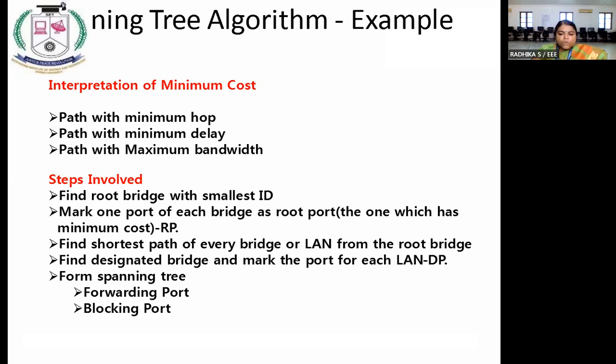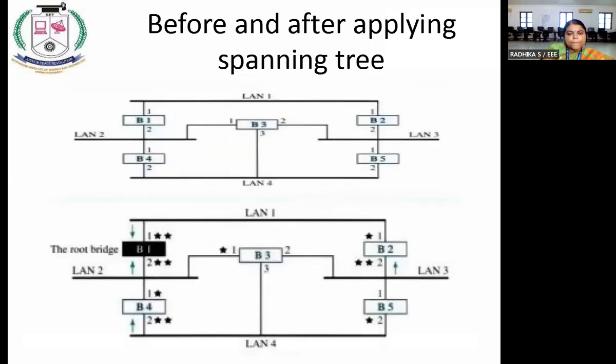So we'll just go for the next slide. Look at the first network. As you see here, we have 4 LANs: LAN 1, LAN 2, LAN 3, and LAN 4. And we have 5 bridges: bridge number 1, 2, 3, 4, and 5. So the very first step in the spanning tree algorithm is to number the bridges. As I am having 5 bridges, I just number them as bridge 1, 2, 3, 4, and 5.